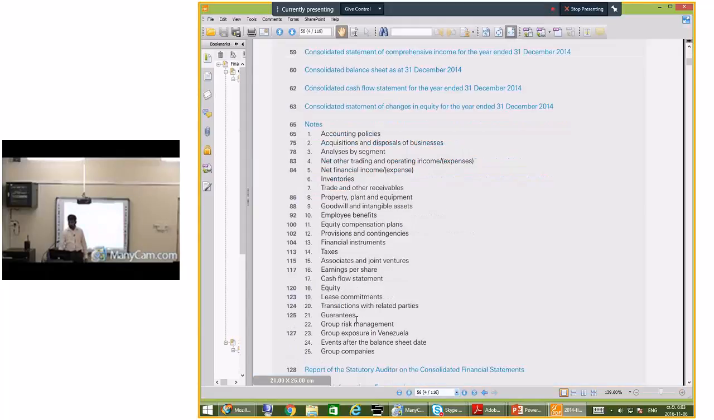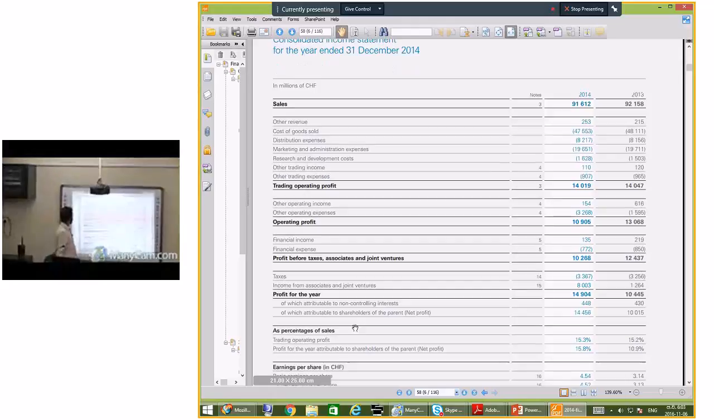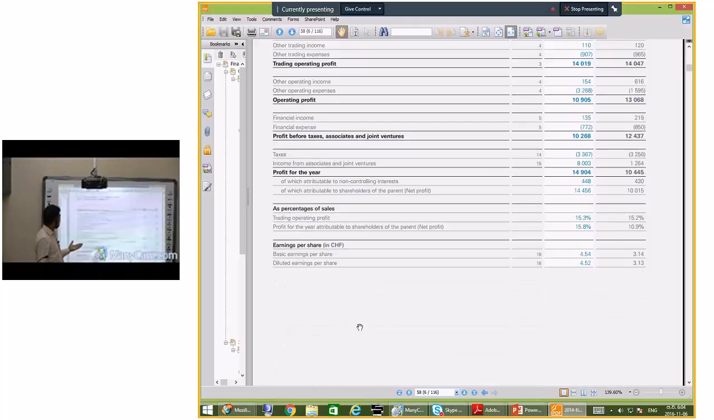If you refer to this type of details here, you can see the financial statement first. In this case you can see only the financial statement, right? Consolidated income statement 2014, 2013. Then investors or the users of financial statements can compare these sales with the previous year, then trading and operating profit with the previous year, then profit before taxation with the previous year. Then we can see the comparison, right?